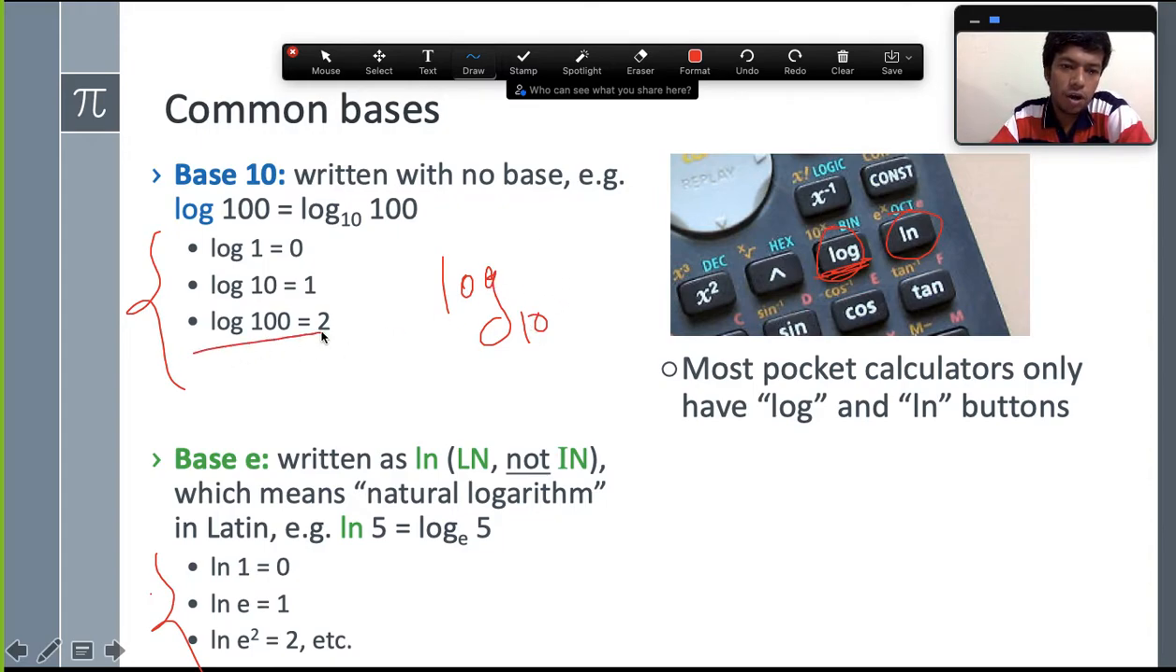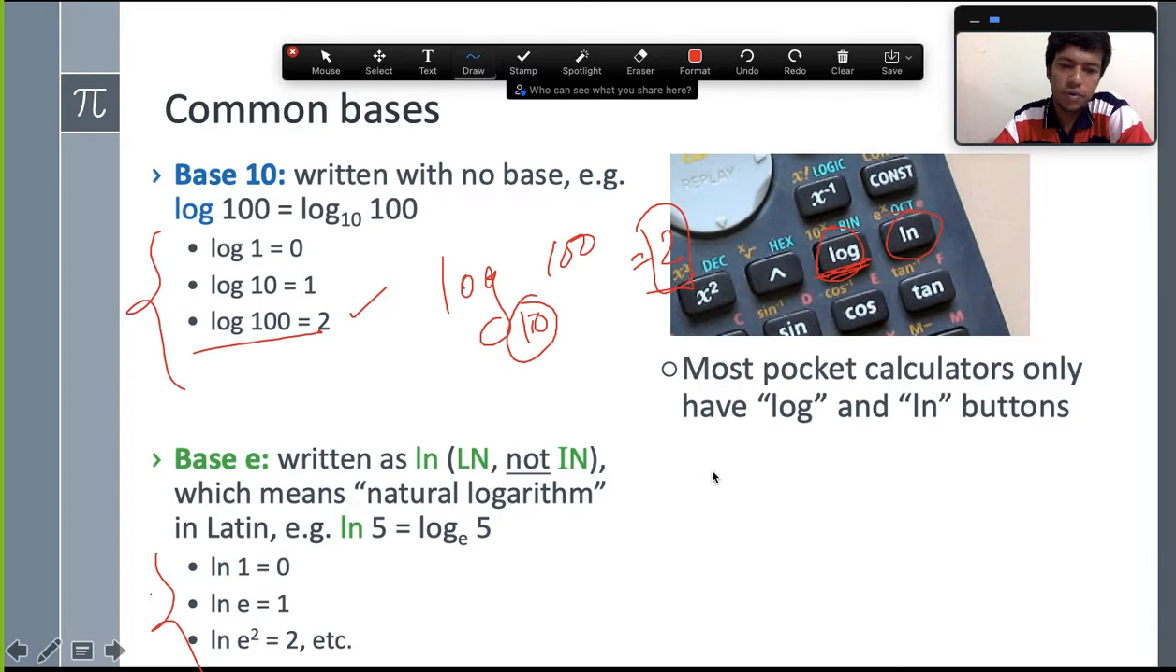So let's say log base 10 of 100 equals 2. How does it come? The same way. What power of 10 makes it 100? The answer is 2. 10 squared equals 100. That's why it is 2.